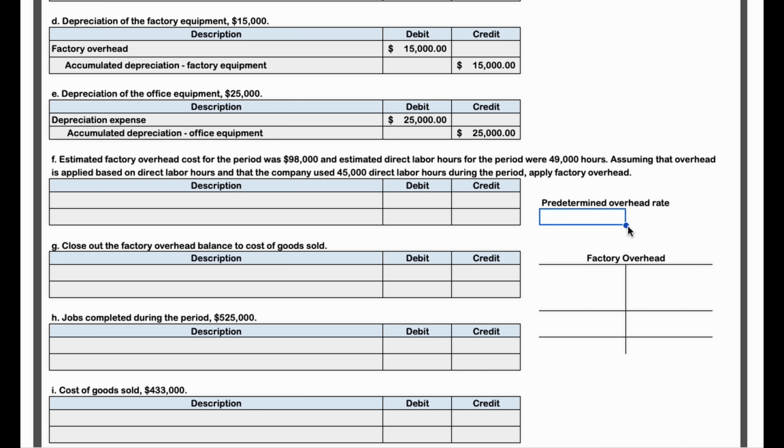So first, I'm going to come up with the predetermined factory overhead rate. Remember that it is going to be estimated costs, which in our case are going to be $98,000, divided by our estimated driver, which in our case is again going to be direct labor hours, but now it's going to be 49,000 direct labor hours. This is going to give us a cost of $2 per direct labor hour. Now we have to apply it.